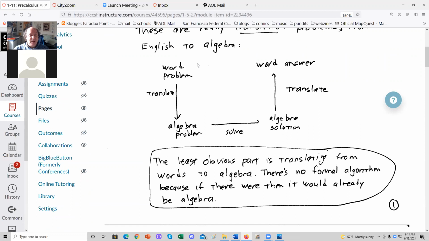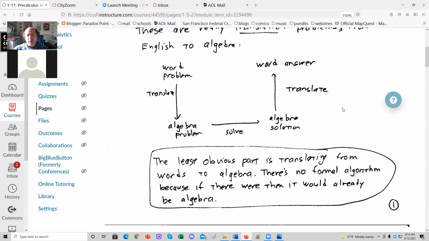English is a natural language. It's used in everyday life and all sorts of things. It's actually highly poetic. It's a creative act to speak. Whereas algebra is synthetic. It's mechanical. It's as close as possible to a computer program. So it just simply has a different structure. And I note here, there's no formal algorithm for going from a word problem to an algebra problem, because if there were, it would already be algebra.